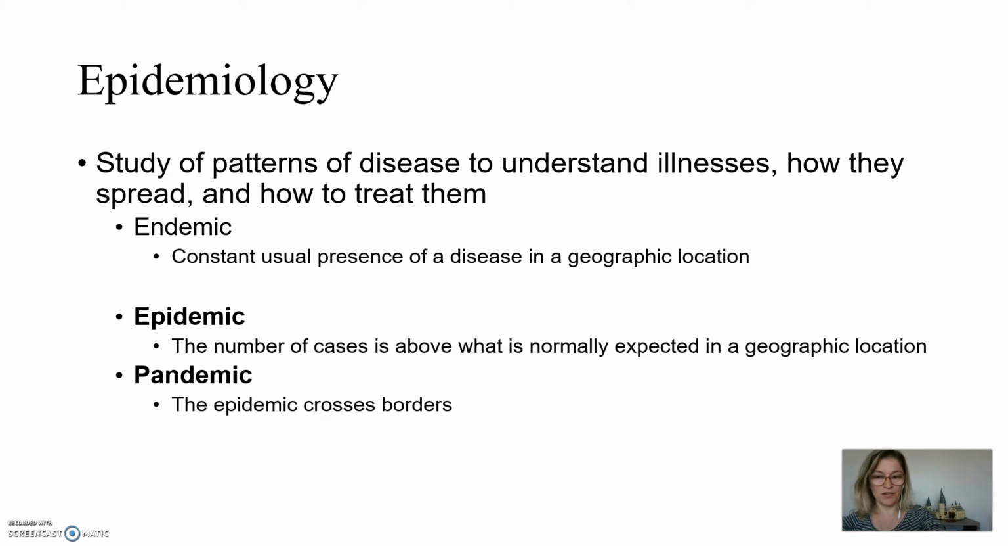So just a couple of definitions for you. Your book does not give you this one. An endemic is just the constant presence of a disease in a known geographic location. And then we have things like an epidemic, which is when the number of cases is above what we're used to seeing. And then a pandemic is when the epidemic starts to cross borders. And it's a hot topic word that we've got going on for us.